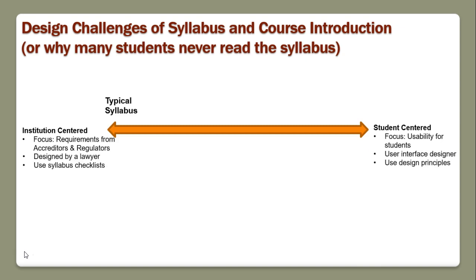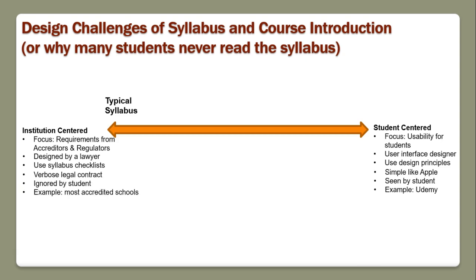So the real reason is because syllabus or syllabi have been designed largely by lawyers. They use a syllabus checklist, whereas something that's student-centered is going to be out of the field of user interface design. It's going to use design principles, and the difference is that a syllabus is largely a verbose legal contract. It's ignored by students, and it's what you see at most accredited schools use, and there's regulatory reasons why we can't get around it, to be honest.